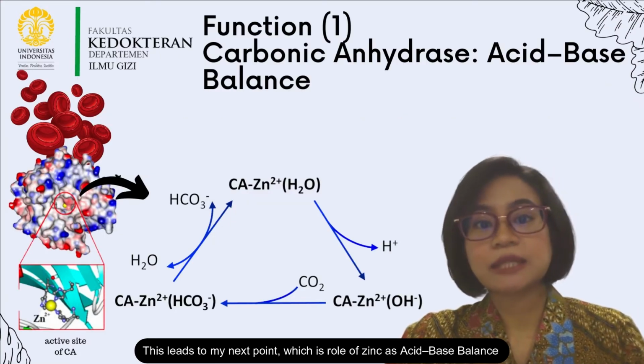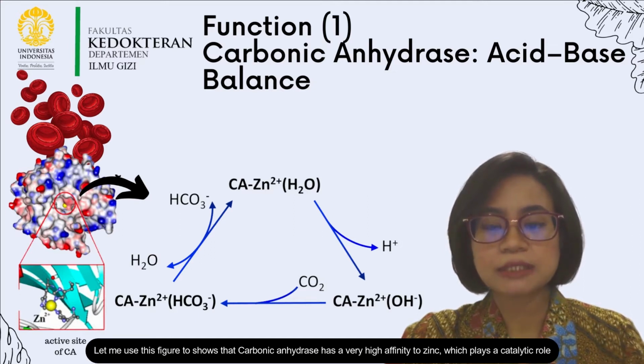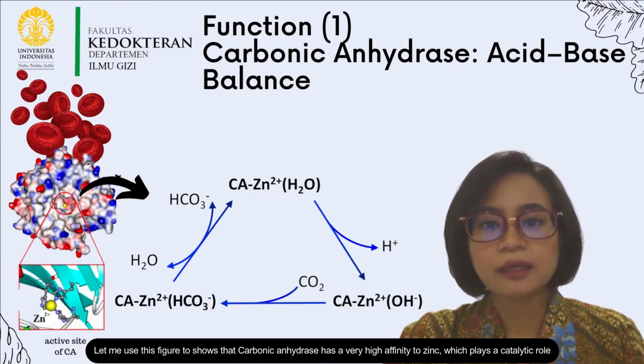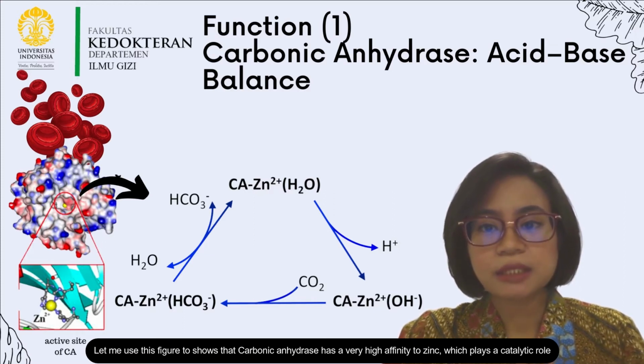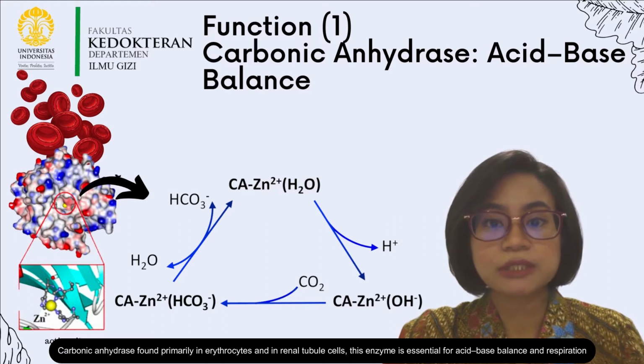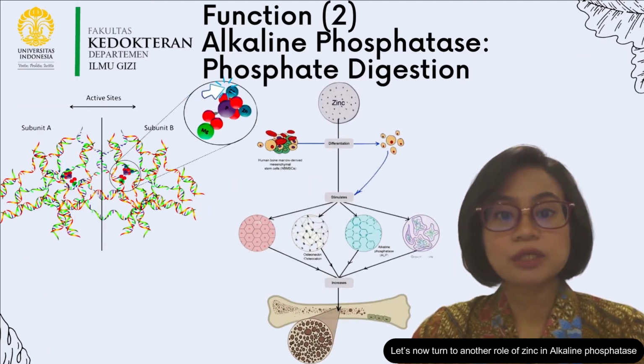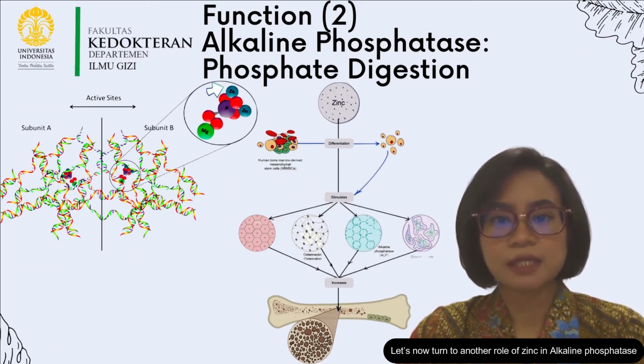This leads to my next point, which is the role of zinc in acid-base balance. Let me use this figure to show that carbonic anhydrase has a very high affinity for zinc, which plays a catalytic role. Carbonic anhydrase is found primarily in erythrocytes and in renal tubule cells. This enzyme is essential for acid-base balance and respiration. Let's now turn to another role of zinc in alkaline phosphatase.